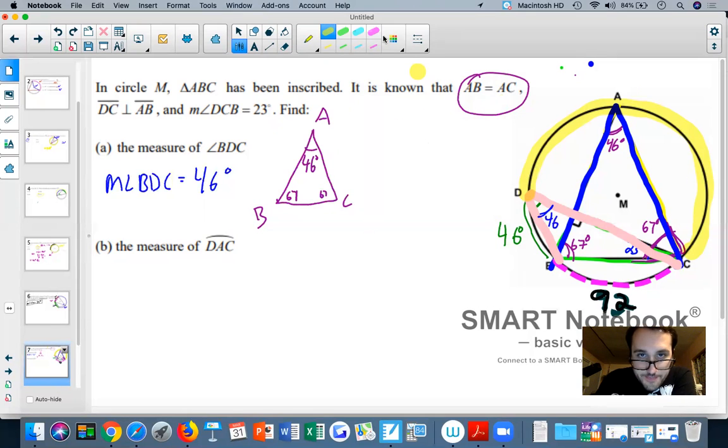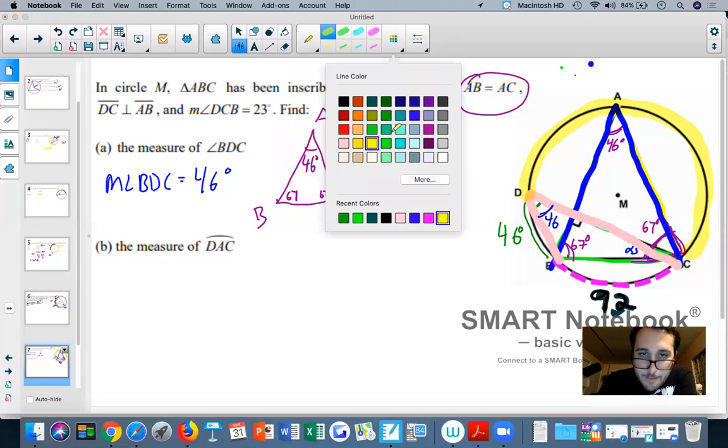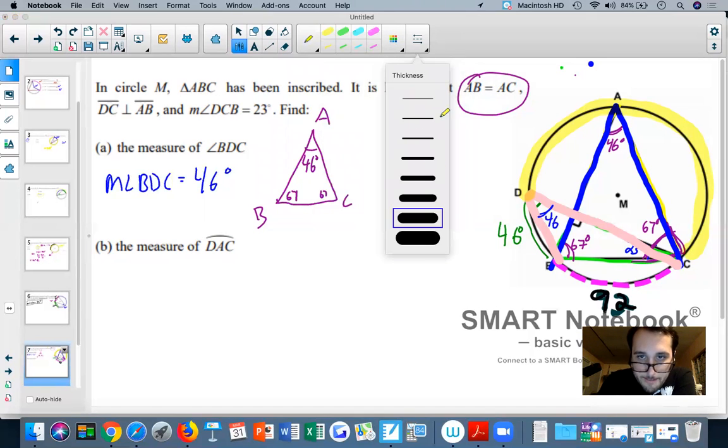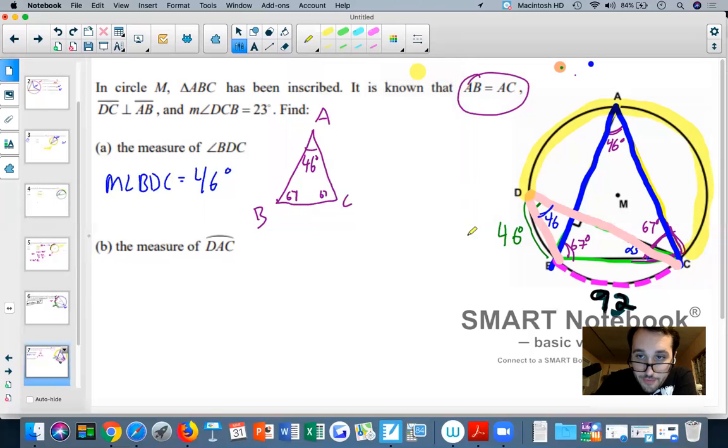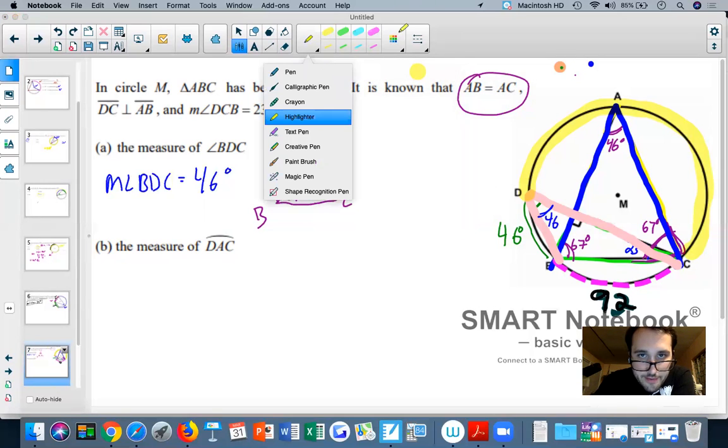Okay, so now we want DAC. Now check this out. I don't want to erase everything. I know it's going to get a little crazy, but I think it's going to be really helpful. Let's use orange because we haven't used that yet. All right. Oh, I don't want to use a highlighter though.